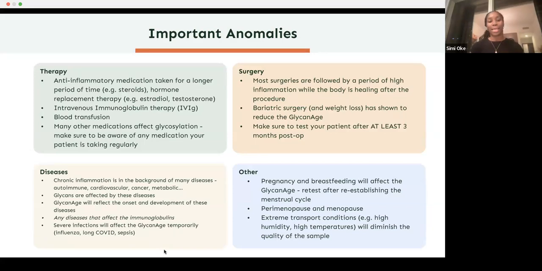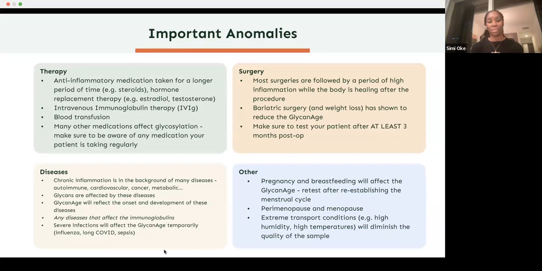So yeah, I was just saying, with clients who are having blood transfusions, for example, again, you're not going to want to do their GlycanAge because they're getting an influx of new blood components, and therefore their GlycanAge is not going to be accurate. And again, you're going to want to wait 3 months after a blood transfusion before you do a test again. And then we do know that other medications do affect glycosylation. So I think, Edward, you might have asked a question about this, or Bruce, I think you asked a question about this. How do medications affect glycosylation?